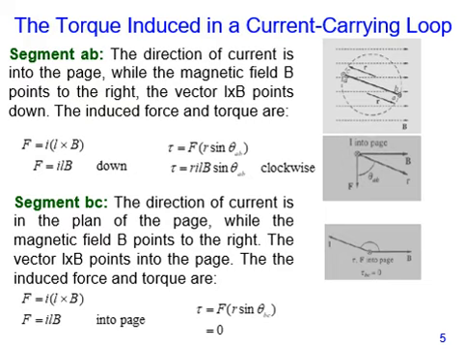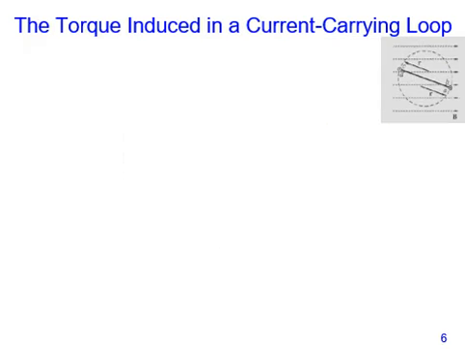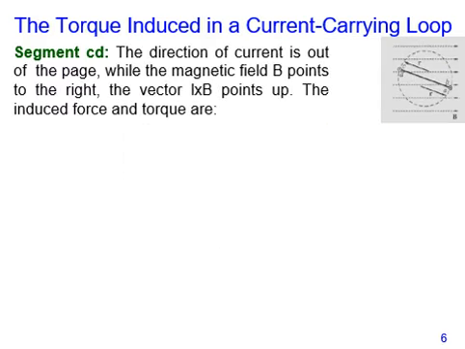Now we talk about the segment CD. In segment CD, the direction of the current is out of the page, while the magnetic field B points to the right. As you can see from the figure, the quantity L cross B points up.